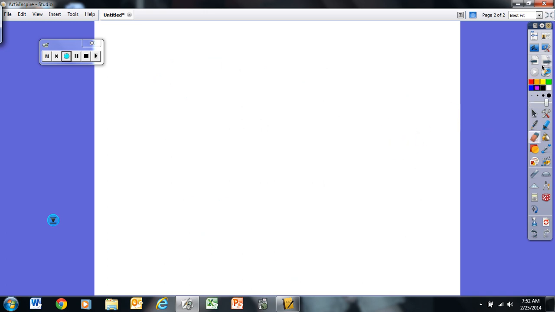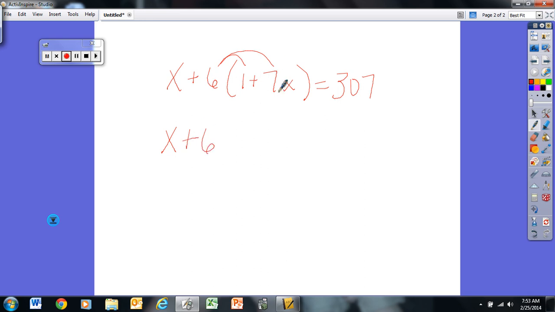Next example. X plus 6 times 1 plus 7x equals 307. Now, you know that Aunt Sally says to do parentheses first. So I am going to distribute that 6 through the parentheses, but I want to bring this x down because nothing's happening to it. It's not being multiplied by anything. So since I have to do all multiplication and division first, I'm going to rewrite the x down here. And then I'm going to say positive 6 times positive 1 is positive 6. Positive 6 times positive 7 is positive 42x.